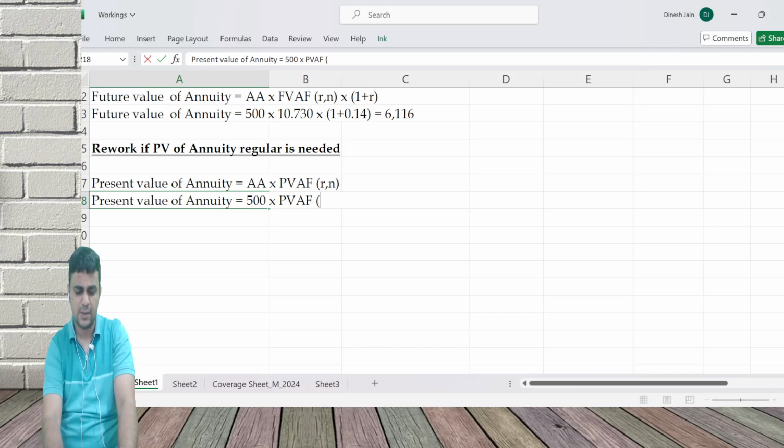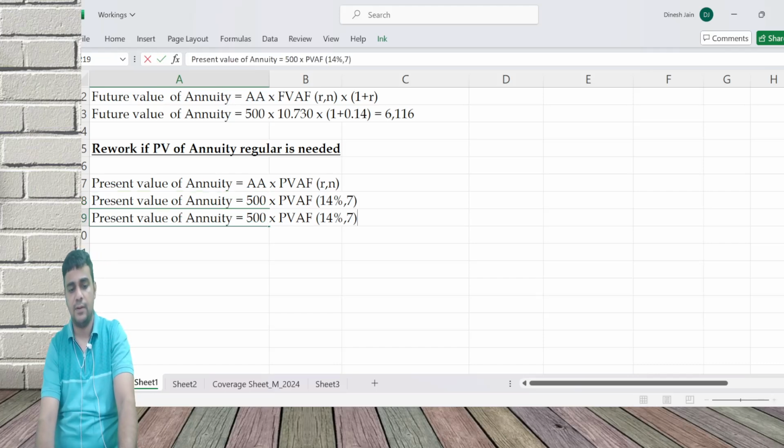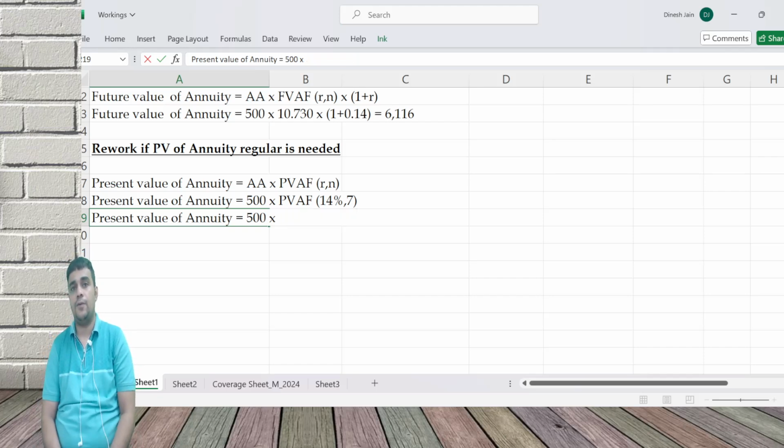What is the rate of interest? 14%, comma 7. Now what you need to do in the calculator is 1 divided by 1.14 equal to, 7 times GT, or equal to M plus and an MRC, whichever way it works for you. 1 divided by 1.14.